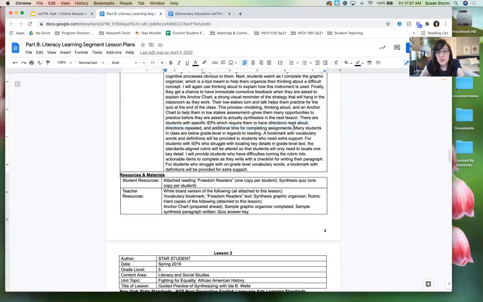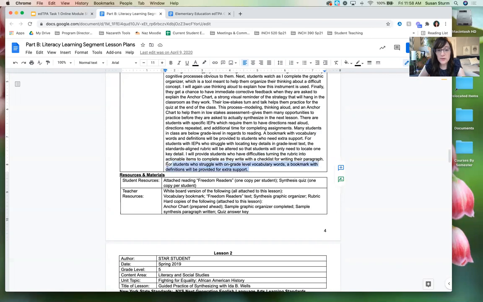Many students are below grade level readers, so she created a vocabulary bookmark with definitions for them. For the students who might struggle with locating key details, the standards aligned rubric will be altered so that they only have to find one detail. That really applies more to day 2. Students who have difficulties turning the rubric into actionable items will also get a checklist. So she's modifying the assessments for her students who have specific needs.